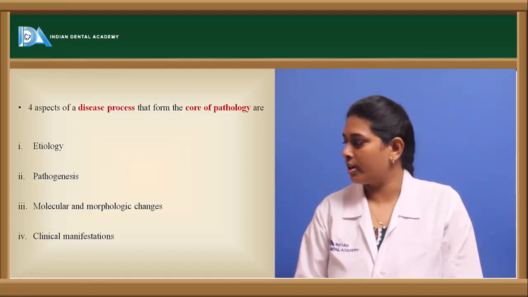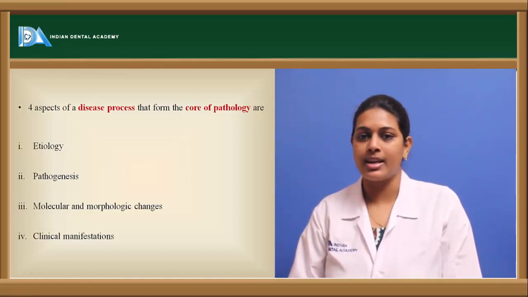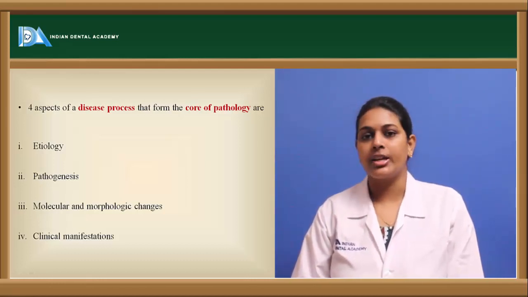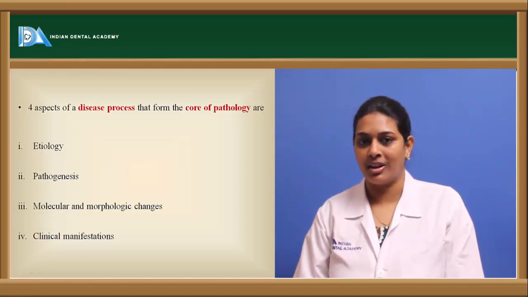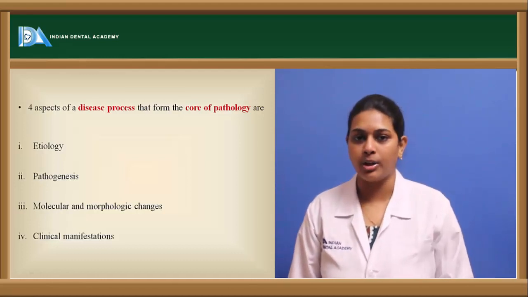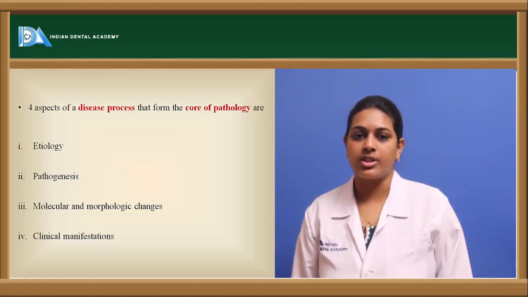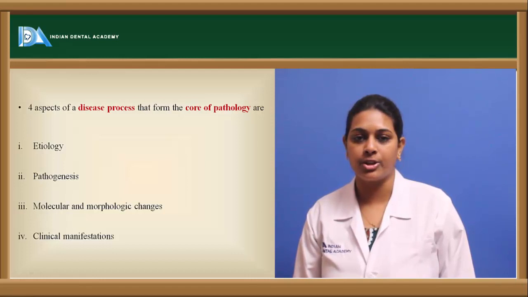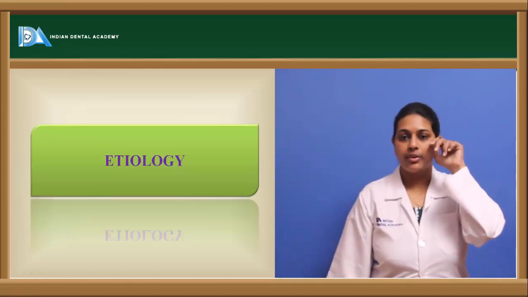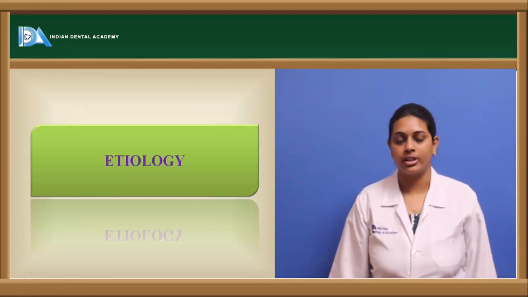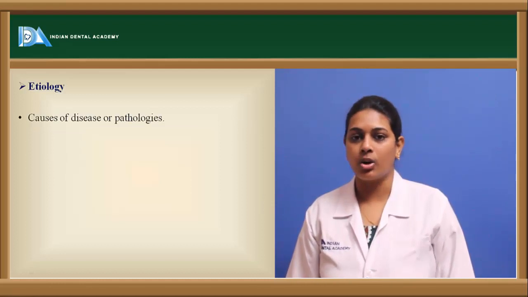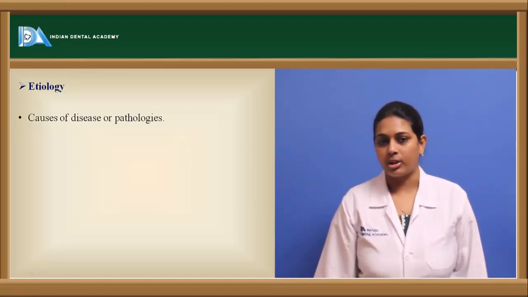Molecular changes, as already mentioned, could be at the DNA level or at any basic ultrastructural level, whereas morphologic changes include cellular level or tissue level changes. And coming to the clinical manifestations, the patient's complaint will be mentioned there, where the patient is having pain, inflammation and so on. So coming to the etiology, we will describe it briefly. Etiology, as earlier mentioned, is the cause of a disease.